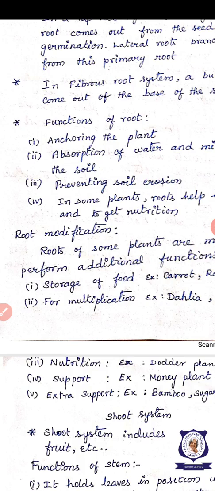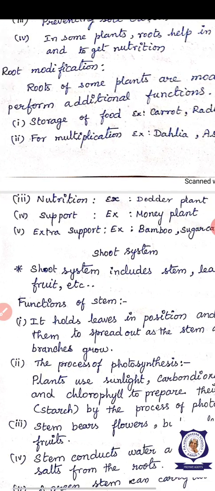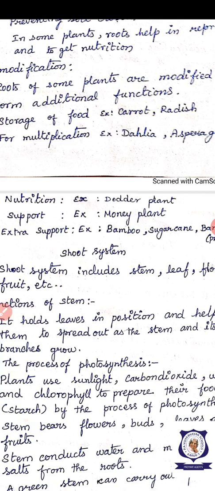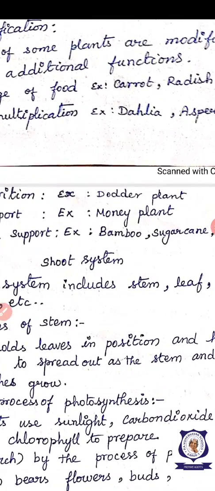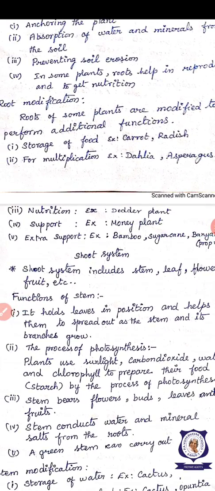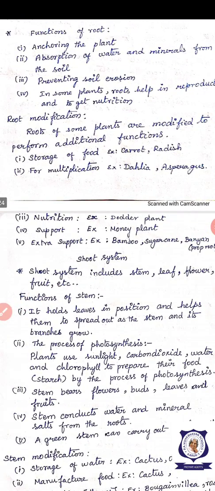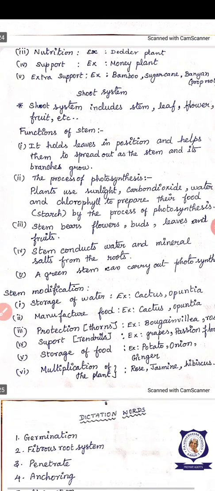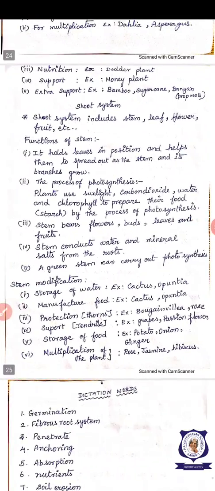What are the root modifications? Storage of food, example carrot, radish. Multiplication, dahlia, asparagus. Nutrition, dodder plant. Support, money plant. And extra support, bamboo, sugarcane, banyan. In banyan, prop roots. Next is shoot system. Shoot system includes the branches, leaves, flowers, buds and fruits.